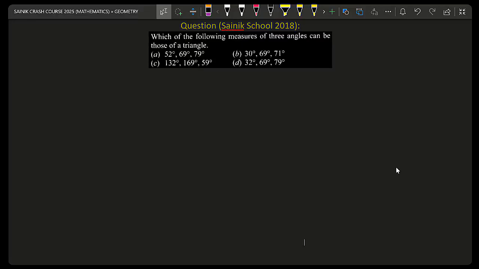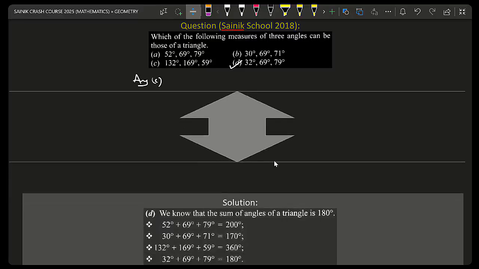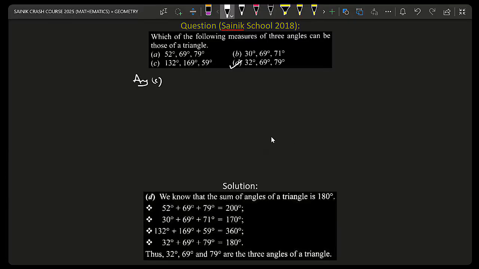Option D. What is the sum you got? 180. So option D is correct. Simple. So just check the sum. That's it. So in all the other options, it is not 180, right? Yes, sir. Option D is correct. You can check all the sums in the textual solution: 200, 170, 360, and 180. Definitely option D is going to be the correct answer. Sorry, I wrote C, right? It is D.